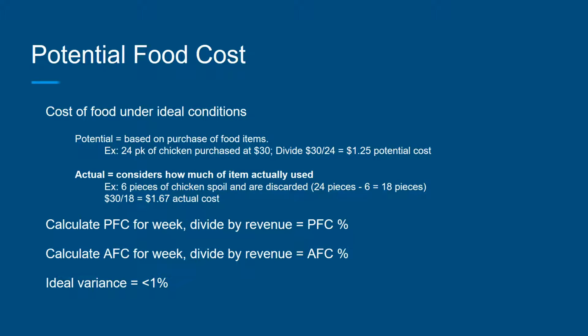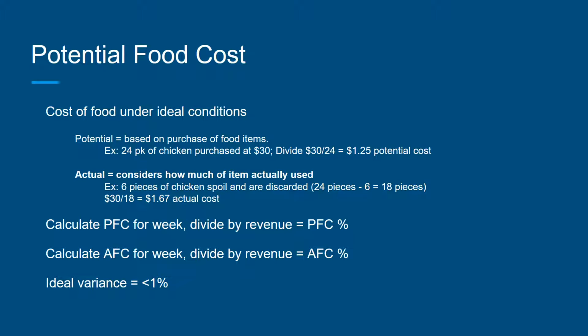However, naturally, things may happen in a business, so we may have to adjust for this for an actual price. For example, 6 pieces of chicken spoil and are discarded. So with that change, our equation is now $30 divided by 18 pieces of chicken, making our actual cost $1.67.